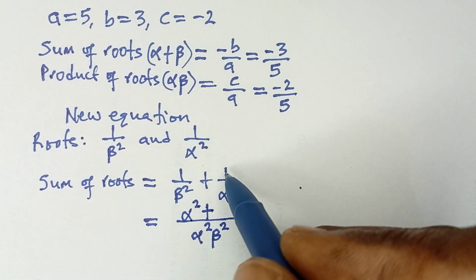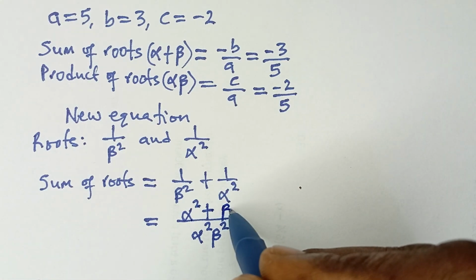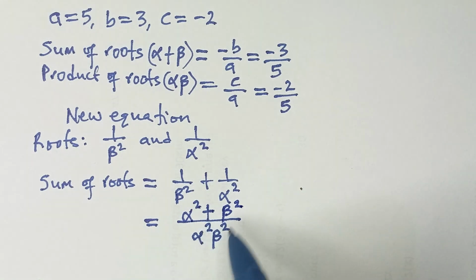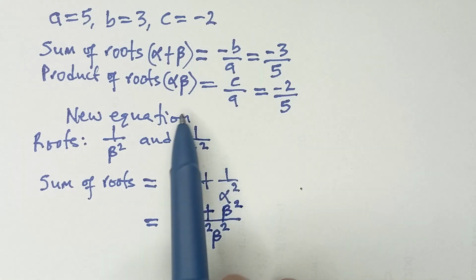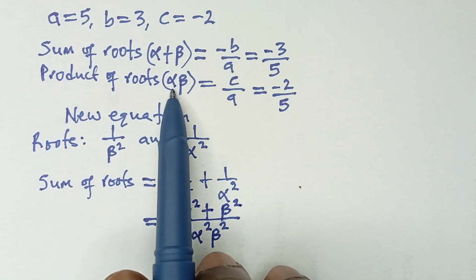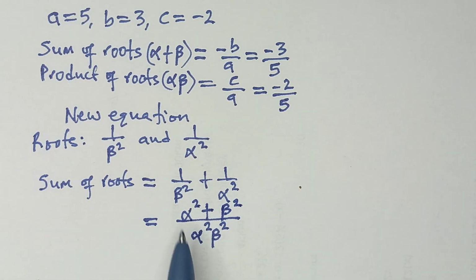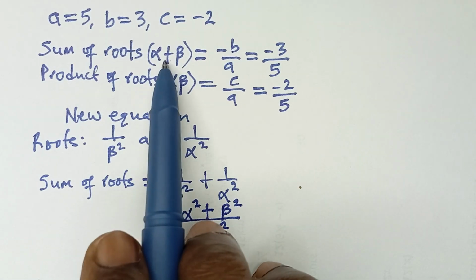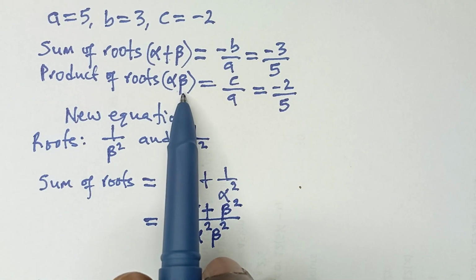So beta square multiplied by 1 up there will give us beta square. Now we just need to rearrange or simplify this so that we can obtain the sum of roots, alpha plus beta, and also alpha beta. So we see how we can rearrange this so that we arrive at expressions containing these two terms, the sum of roots alpha plus beta and alpha beta.